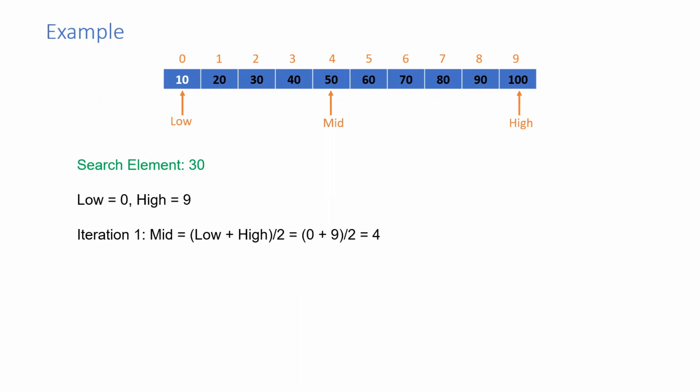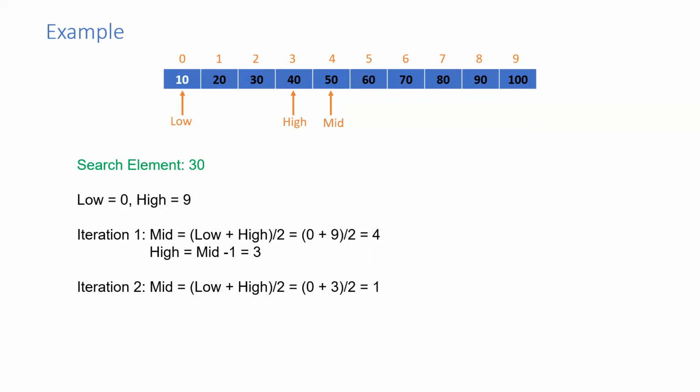So what we are going to do now is make high value mid minus 1. As we already verified the element with the mid value, it is not equal and it is less, so we are modifying high value to mid minus 1. So 4 minus 1, 3. Now high becomes 3, pointing to the third index. Then we'll continue evaluating the mid value. Mid value is low plus high by 2, and in this case it is 0 plus 3 by 2. We'll take the floor value, so it is 1. Mid is pointing to 1 now.